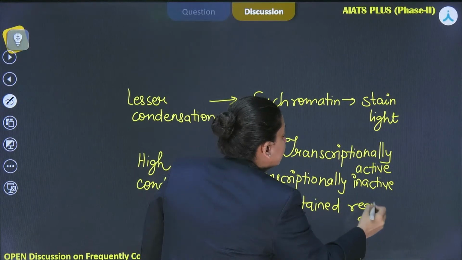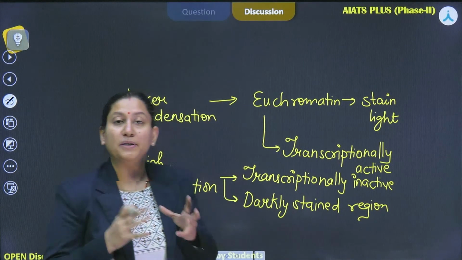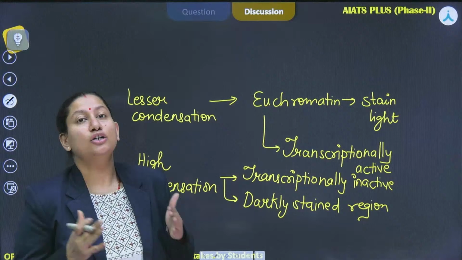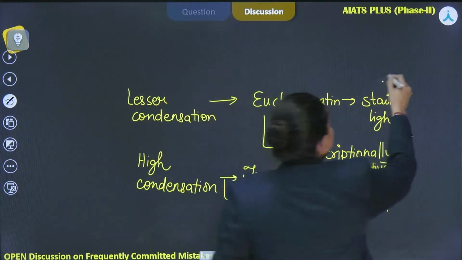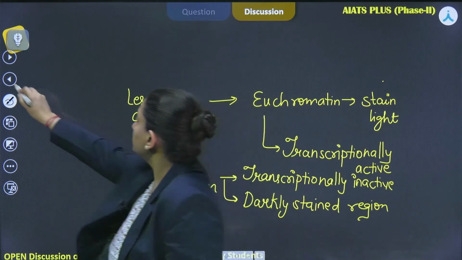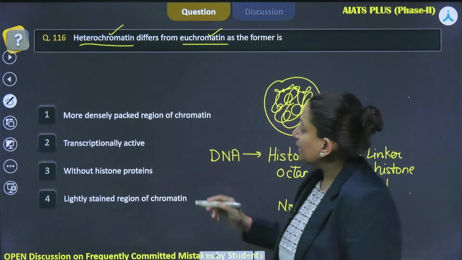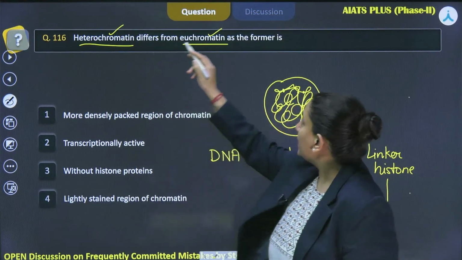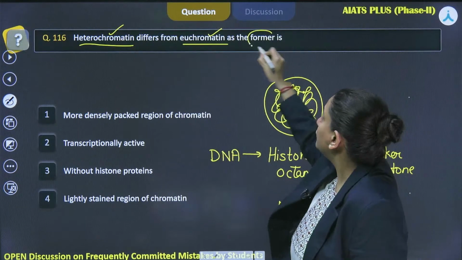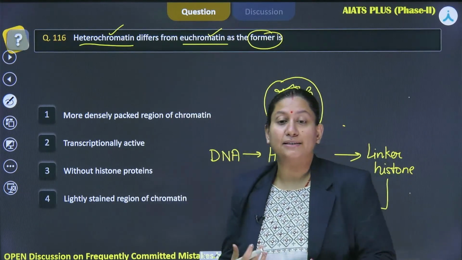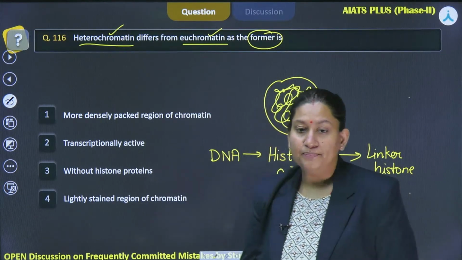Right? So these are the minimal differences between the heterochromatin and euchromatin. Now getting back to the question, if we see, the first one is saying that heterochromatin differ from the euchromatin as the former. So we should know about the characteristic of the former ones, right?